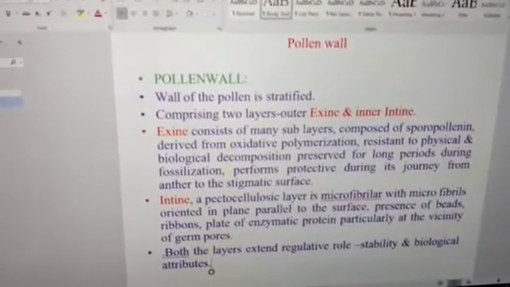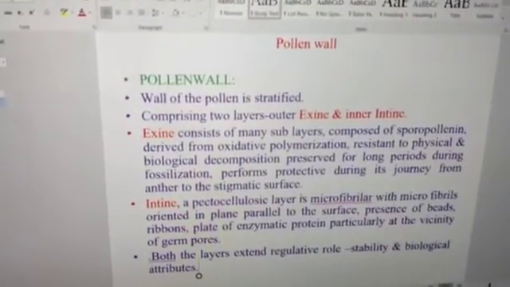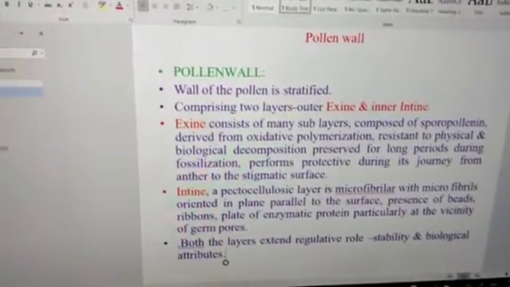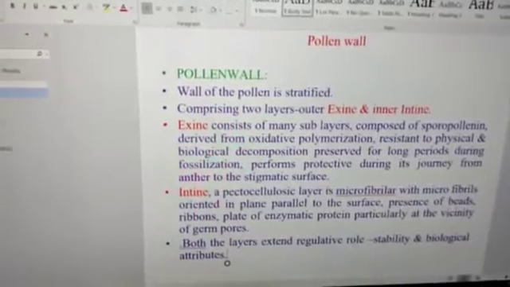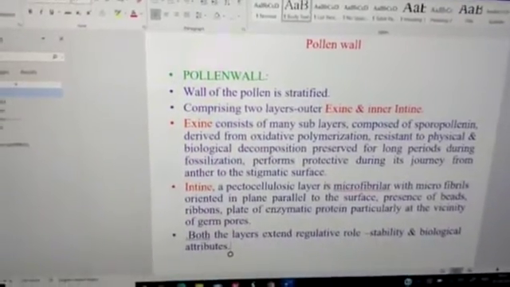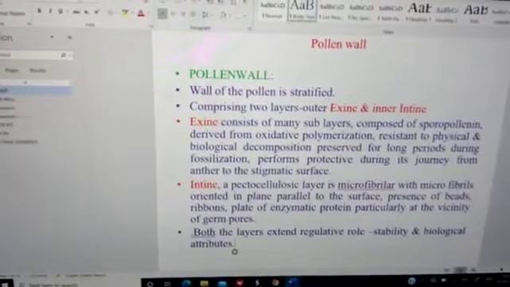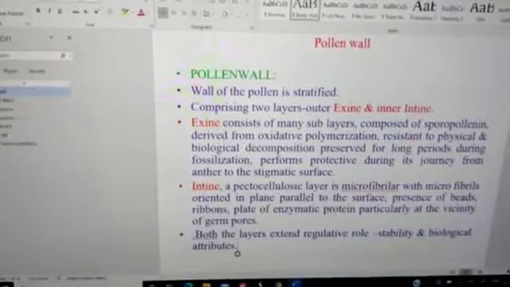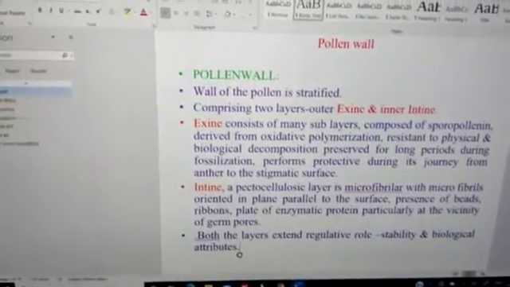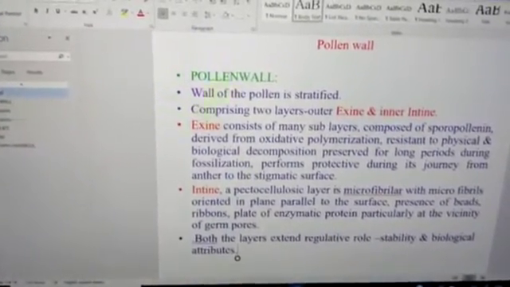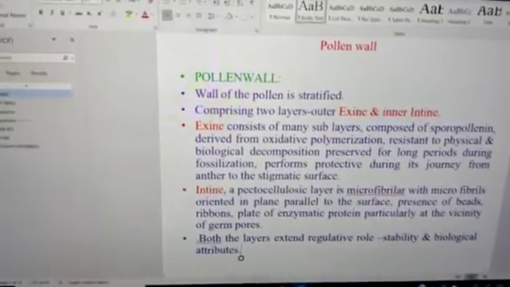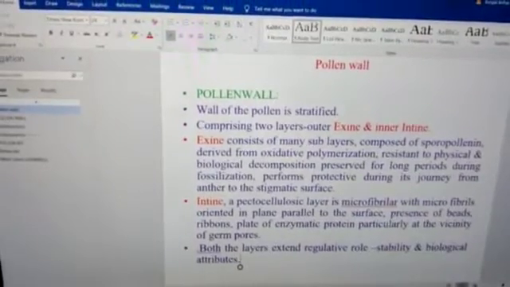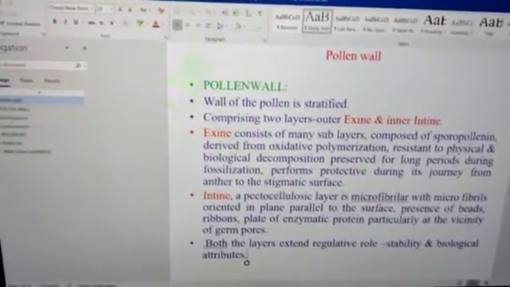And also it prevents it from fungal decay, dehydration, desiccation, and acid attacks, etc. Intine is a pectocellulosic layer. It is microfibrillar, with microfibrils oriented in the plane parallel to the surface. Presence of beads, ribbons, plates of enzymes and proteins, particularly in the vicinity of the germ pores, near to the germ pores. And both intine and exine extend regulative role, stability and biological attributes.